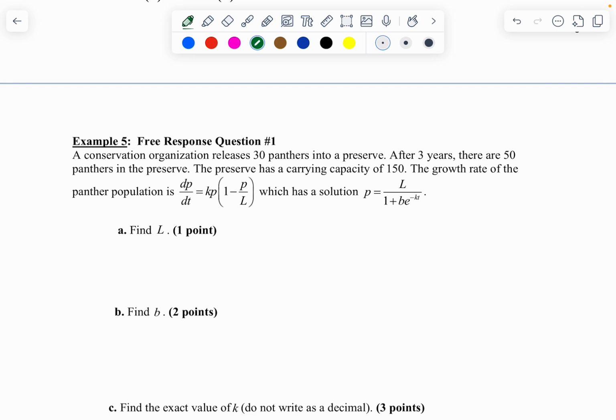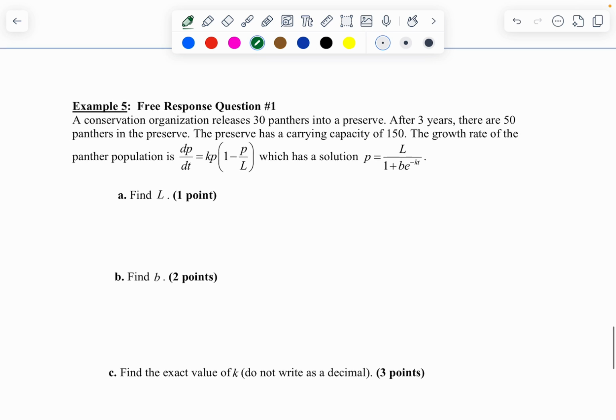All right, last example. Free response question number 1. So a conservative organization releases 30 panthers into a preserve. After 3 years, there are 50 panthers in the preserve. The preserve has a carrying capacity of 150. The growth rate of the panther population, which is depicted by this equation, has the following solution. I like to put the C in there. Well, find L. Well, right off the bat, the preserve has a carrying capacity of 150. So L is equal to 150.